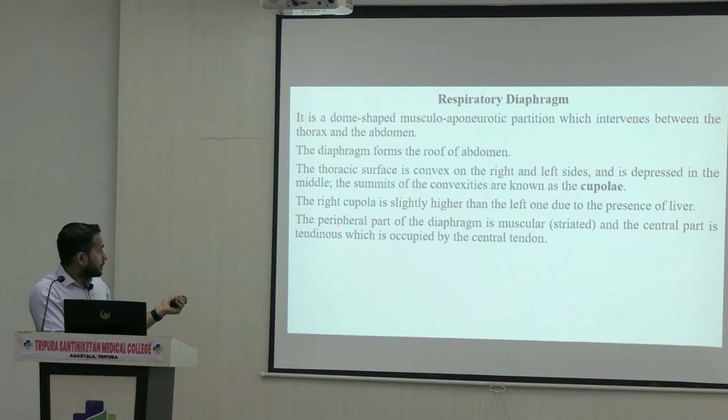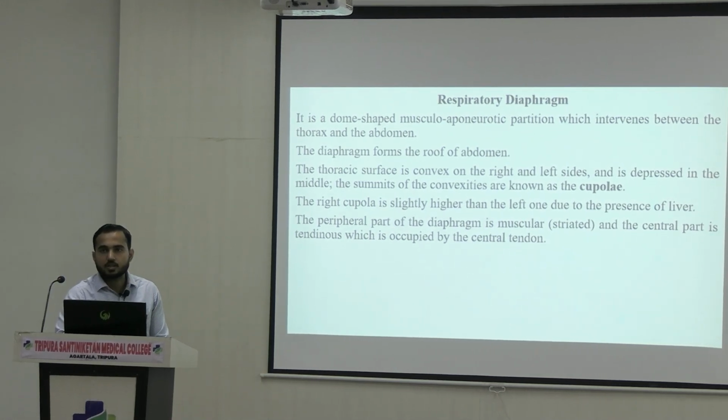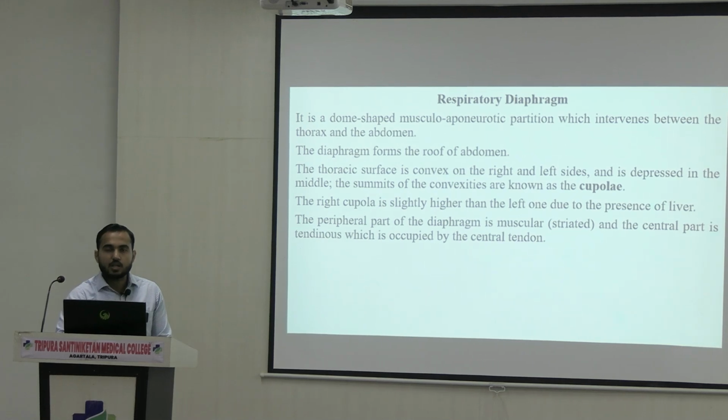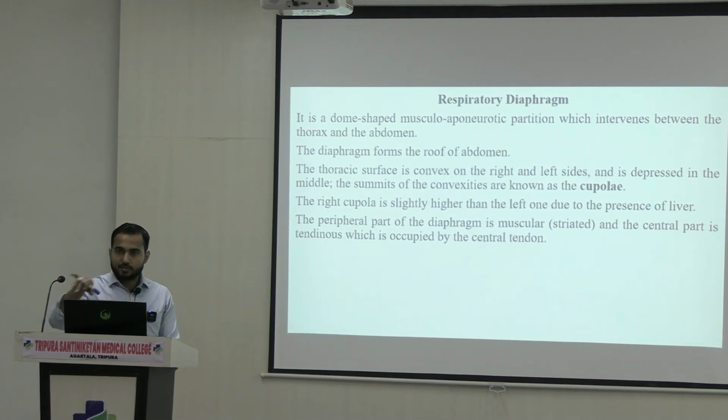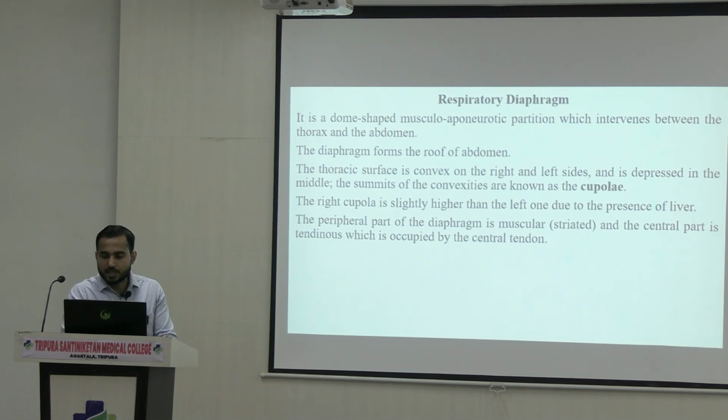Next, if you see the peripheral part of the diaphragm, mostly it is made up of muscle. Which muscle is there? Striated muscle or skeletal muscle. Peripheral part of the diaphragm, mostly it is made up of skeletal muscle or striated muscle.